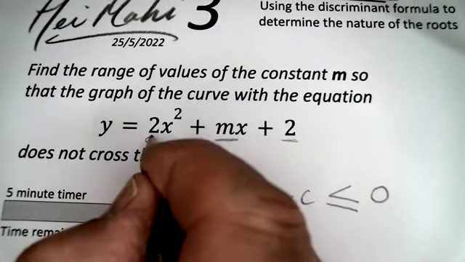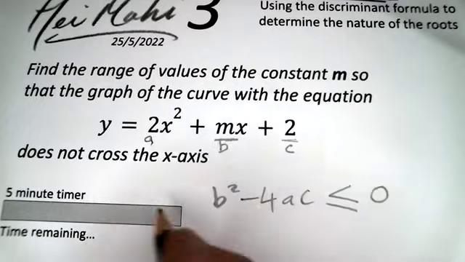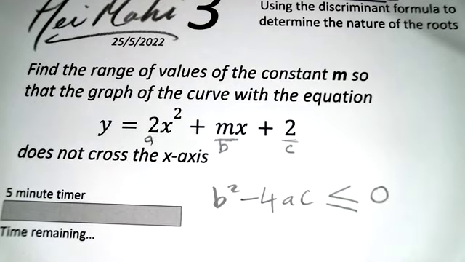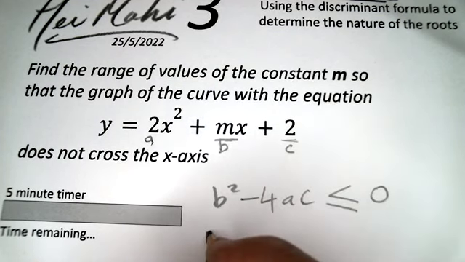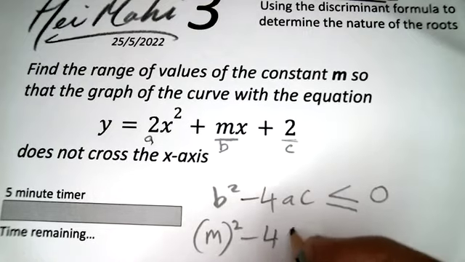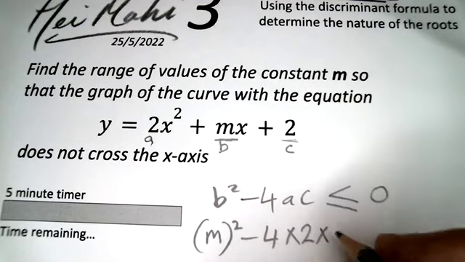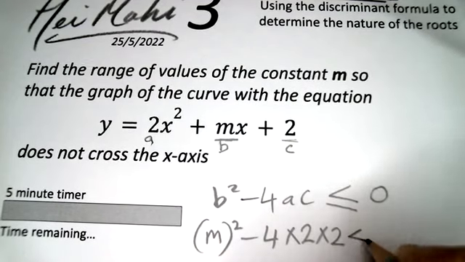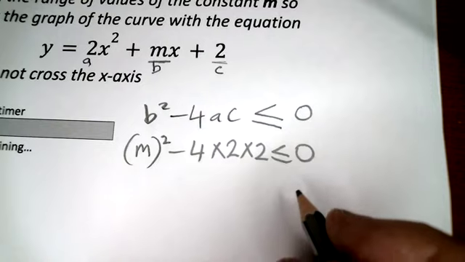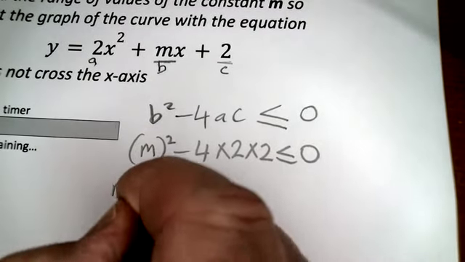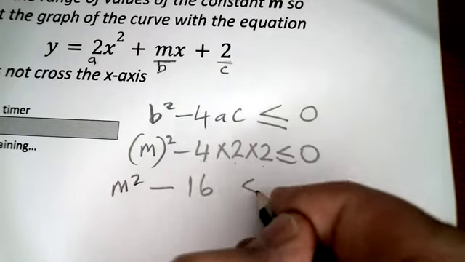So let's have a look. Here's our A term, A is 2. Our B term, B is M. And of course, our C term is 2. They're the coefficients of the respective x squared, x, and x to the 0 terms. So B squared is M squared, minus 4 times A, which is 2, times C, which is also 2, is less than or equal to 0. Sorry, I said greater, didn't I? That was no good. So M squared minus 4 times 2 is 8, times 2 is 16, is less than or equal to 0.